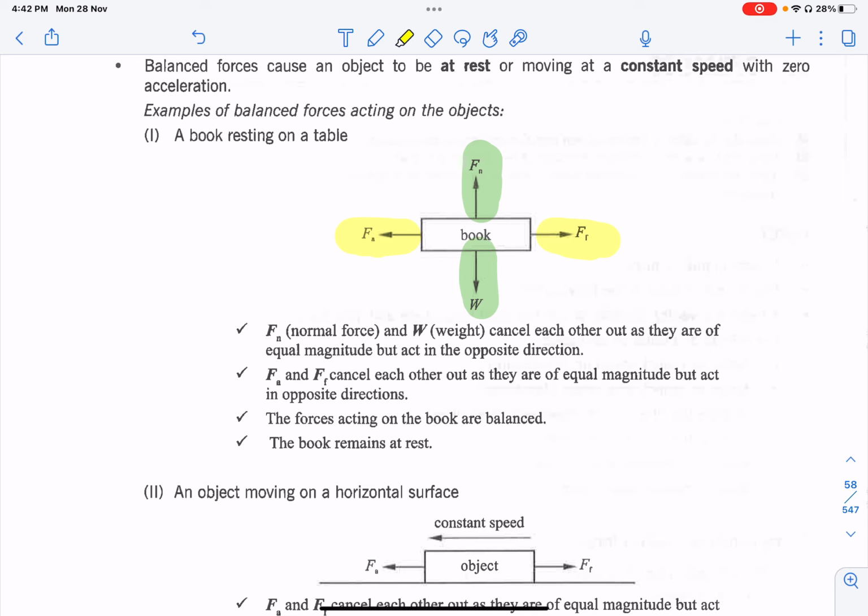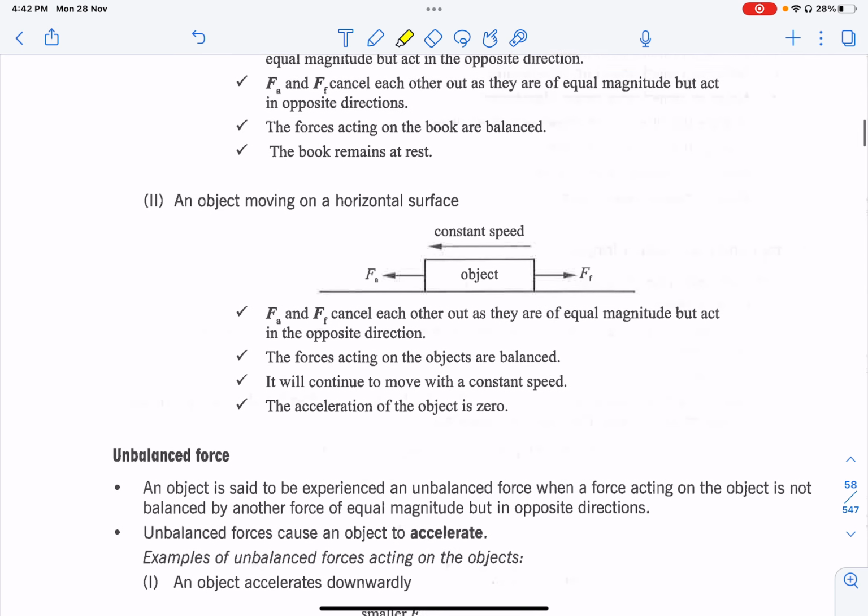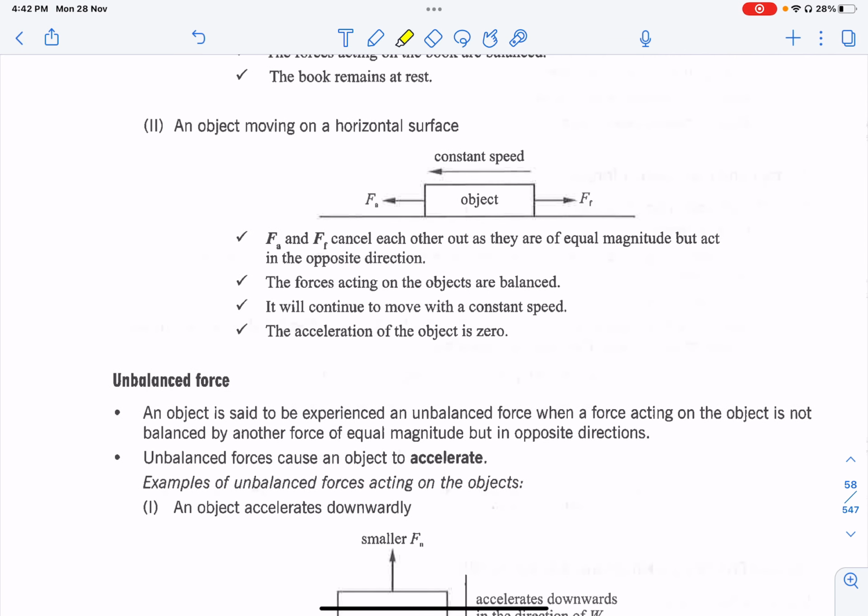If it's the vertical one, they will either talk about weight and air resistance. If it's the left and right one, it's either frictional force versus an applied force. So these are the kind of situations. And if an object is moving on a horizontal surface, we would see that Fa and Fr actually balance each other as they are of equal magnitude but act in opposite direction. And that is why they are constant. Sometimes this can also mean that the object is moving constantly. There's no added acceleration. So the forces acting on the object are balanced, and it can still continue to move with a constant speed where the acceleration is zero.